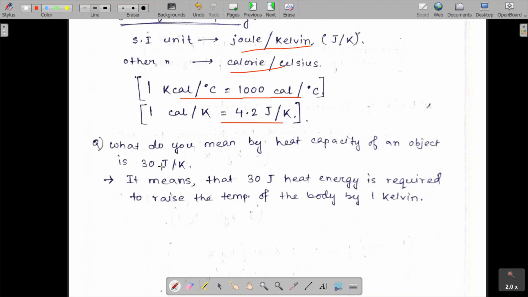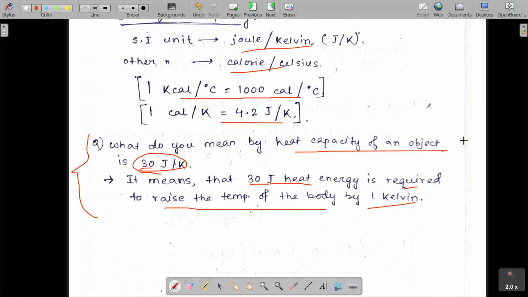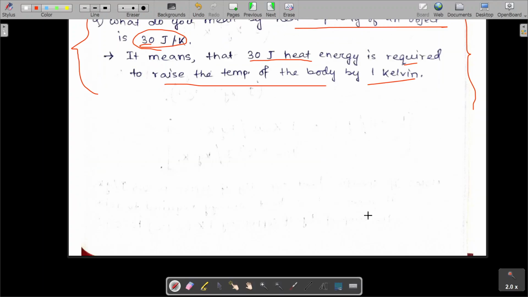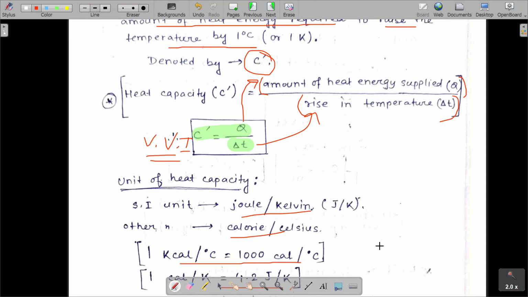Now, a question comes: what do you mean by the heat capacity of an object being 30 joule per Kelvin? It means that 30 joule is the heat energy required to raise the temperature of the body by 1 Kelvin. This question may come in the exam, so you may write from this. Let's move to the next slide.